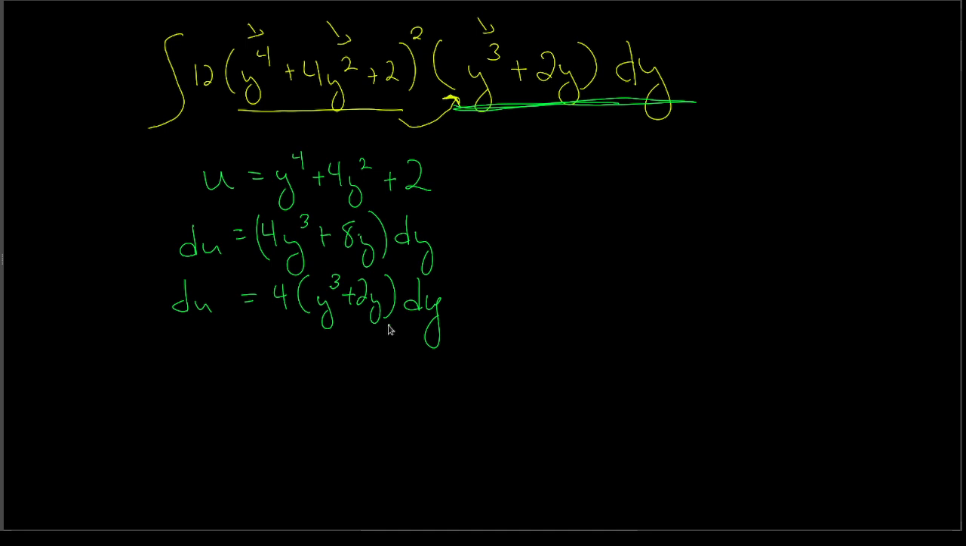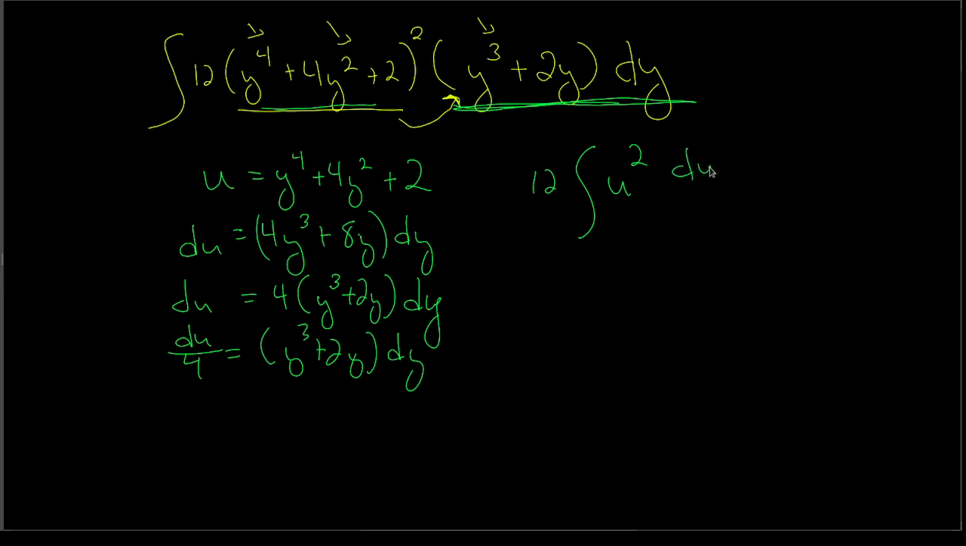And I'm going to do a little more playing here. I'm going to write this so that I have du divided by 4 equals y cubed plus 2y. So now I can do my replacement. I'm going to pull my 12 out front. All of this was my u, so I'm going to have u squared. And this right here is du over 4.